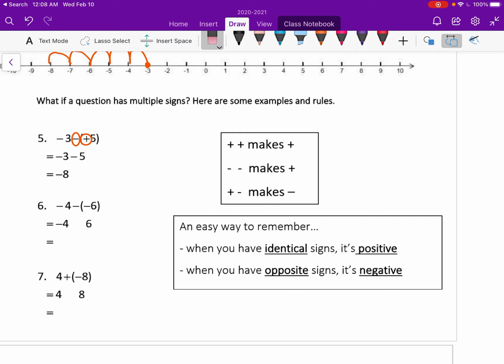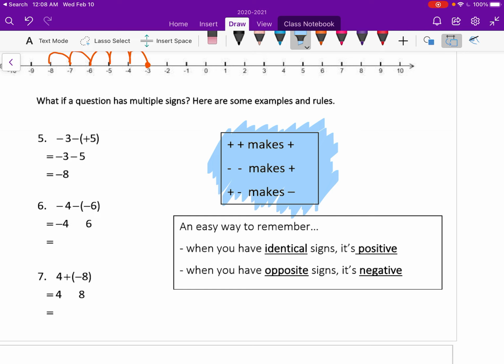What do you do in these situations? Okay, there's a box of rules that we like to follow. So I put them all here, right? But basically, long story short, a positive plus a positive will give you a positive. A negative and a negative will give you a positive. If you have a positive and a negative, or a negative and a positive, you will get a negative.